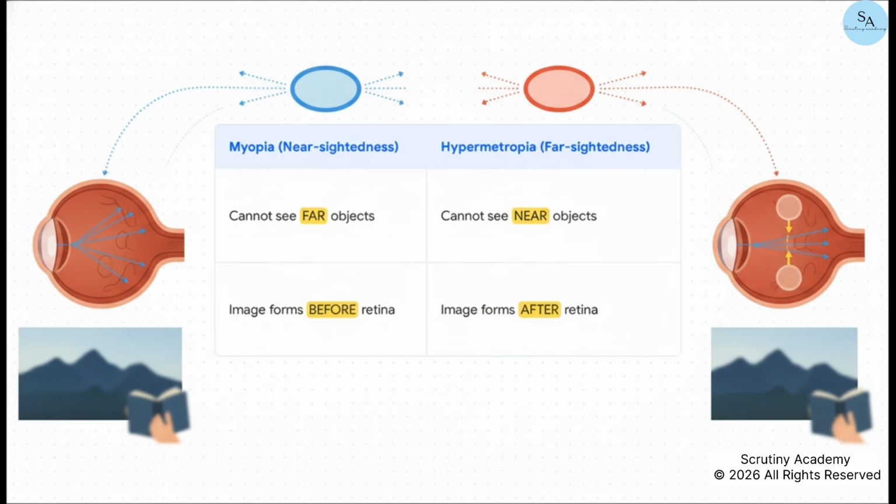Myopia, that's nearsightedness. You can see things near you, but stuff far away is blurry. Why? Because the image is forming before it even reaches the retina. On the flip side, you've got hypermetropia, or farsightedness. You can see distant things perfectly, but things up close are blurry. And that's because the image tries to form behind the retina.